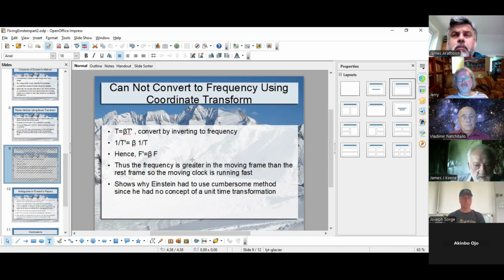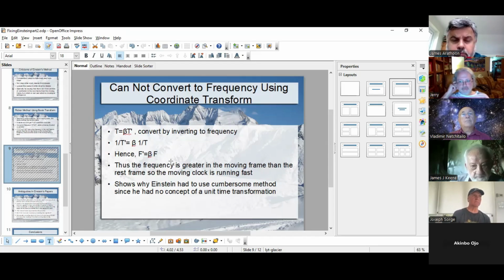This slide here basically shows that if you use the coordinate transform and you convert that to frequency, it turns out you don't get the correct frequency result. So what that means is that there's a difference in how you have to deal with the coordinate transform and the basis transform. You have to understand what they're transforming, and you have to understand what the symbols mean. The symbols don't mean the same thing in a basis transform as the symbols in the coordinate transform.